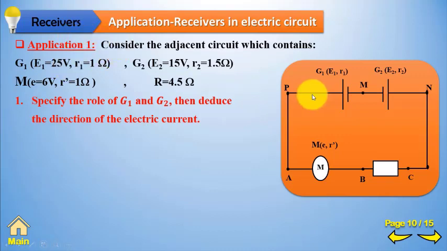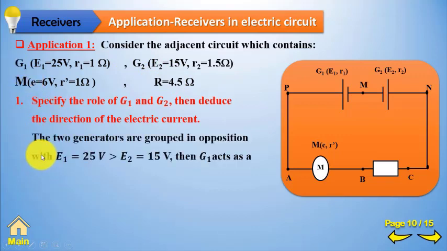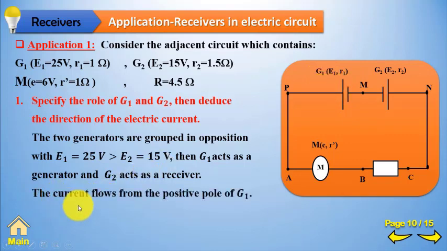Yes, since G1 and G2 are grouped in opposition, we need to compare the electromotive forces of both generators. Since E1, which is equal to 25 volt, is greater than E2, which is equal to 15 volt, then G1 acts as a generator and G2 acts as a receiver. Then G1 imposes the direction of the electric current in the circuit, and the current flows from the positive pole of G1 in this direction.